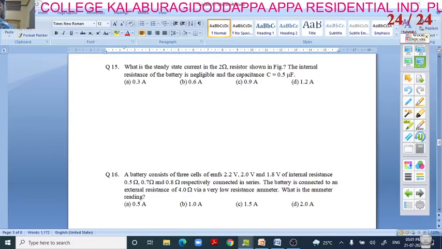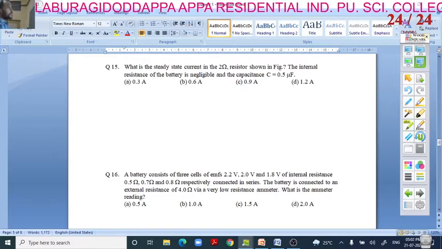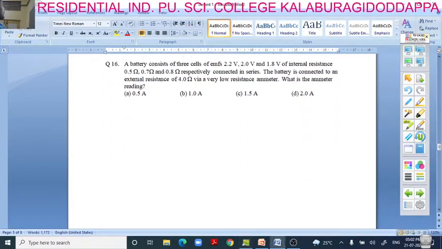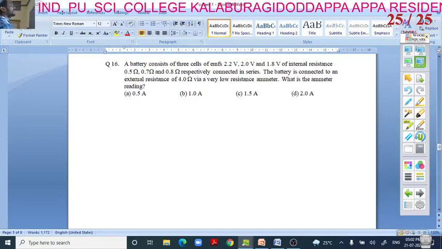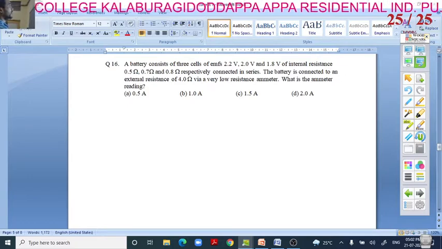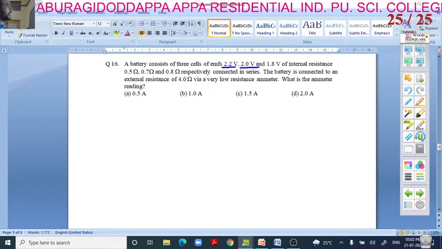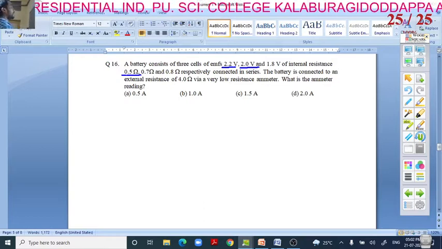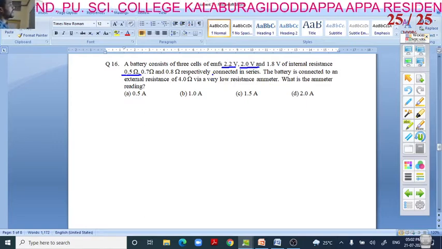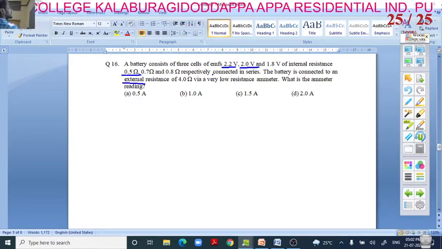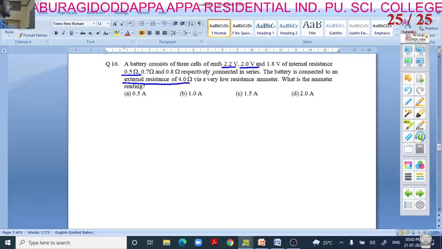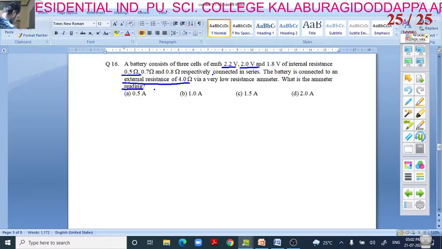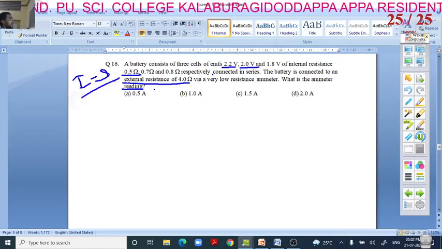Okay, see here. Question number 16. A battery consists of 3 cells of EMFs 2.2 volt, 2.0 volt and 1.8 volt, of internal resistances 0.5 ohm, 0.7 ohm and 0.8 ohm respectively, connected in series. The battery is connected to an external resistance of 4.0 ohm, with a very low resistance ammeter. What is the ammeter reading? Okay, ammeter reading means I is equal to question mark.